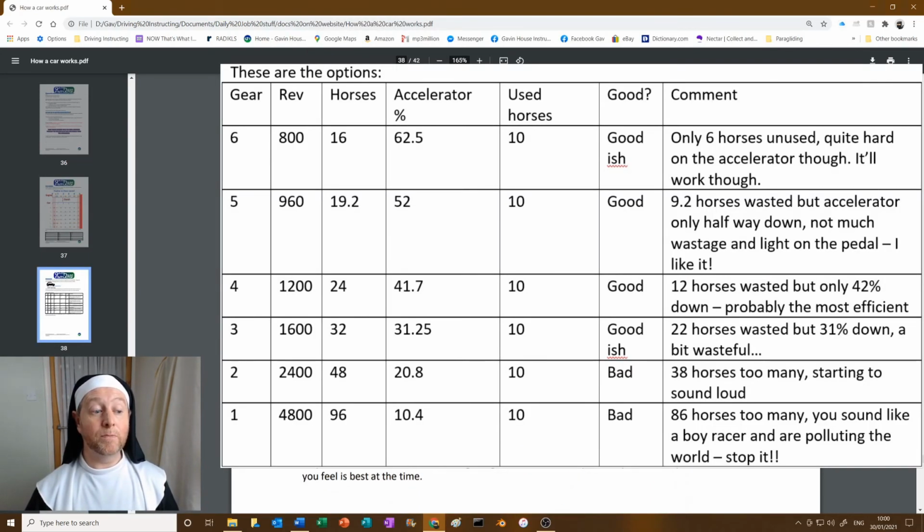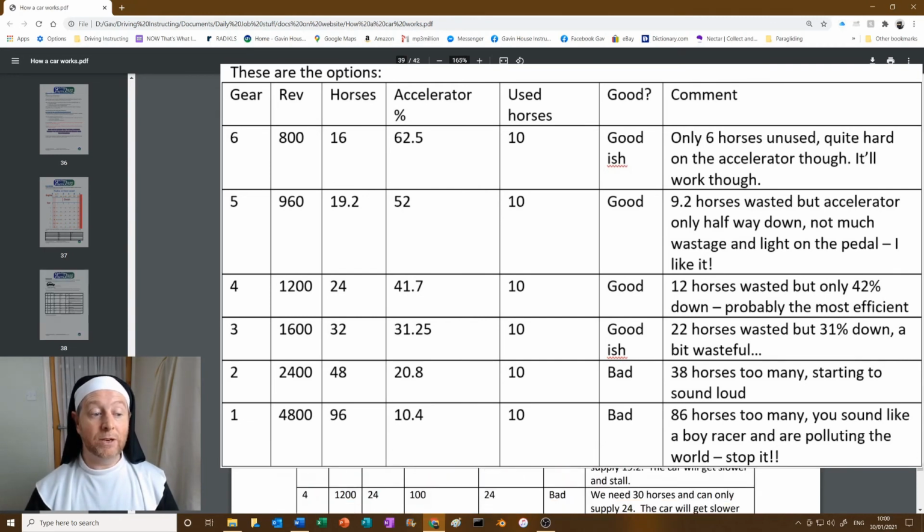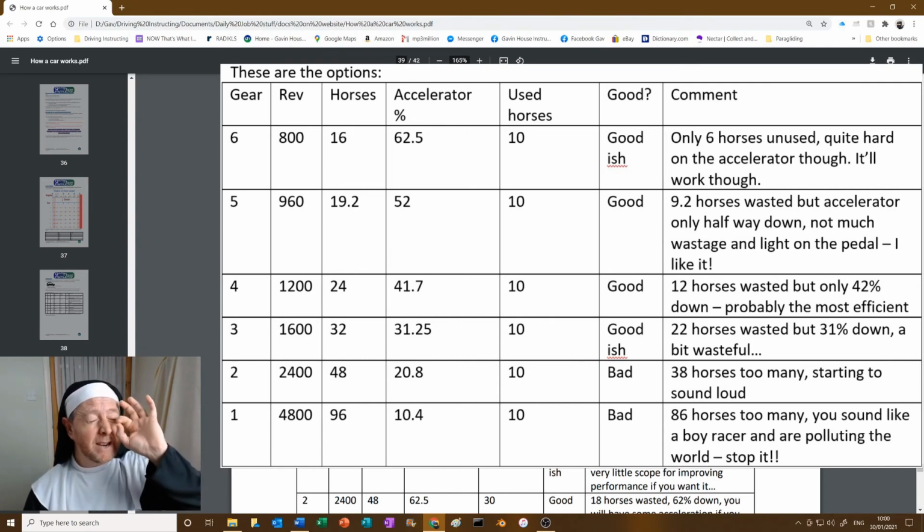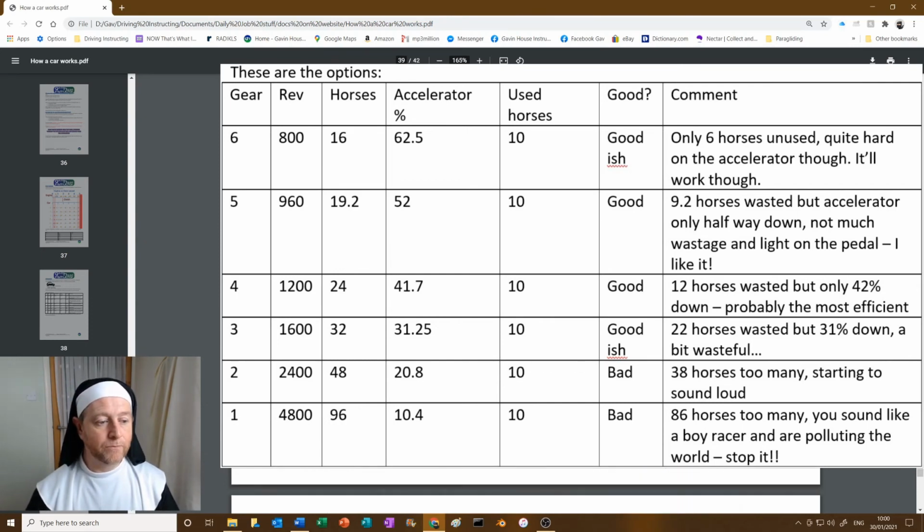So on a flat road needing 10 horsepower, I could only push the accelerator a little bit if I needed to. I could bring a lot of horses, but then I'd only have to push the accelerator a teeny weeny bit, but it's very, very wasteful.